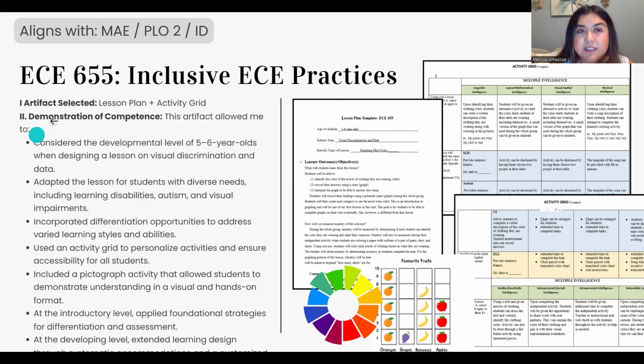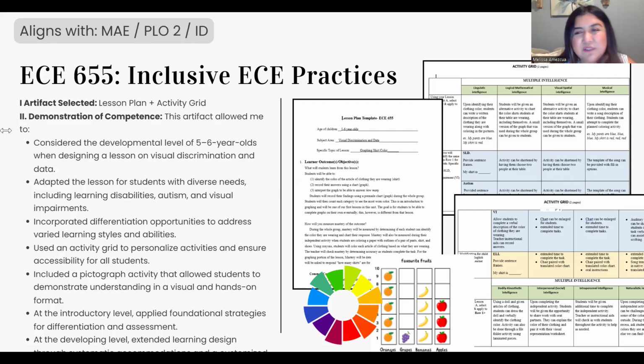So it is kind of like a 2-part assignment, and I have aligned it with PLO 2 at an introductory level and at a developing level. So a little bit about this assignment. I designed a lesson for students ages 5 through 6, which was focused on visual discrimination and data skills.